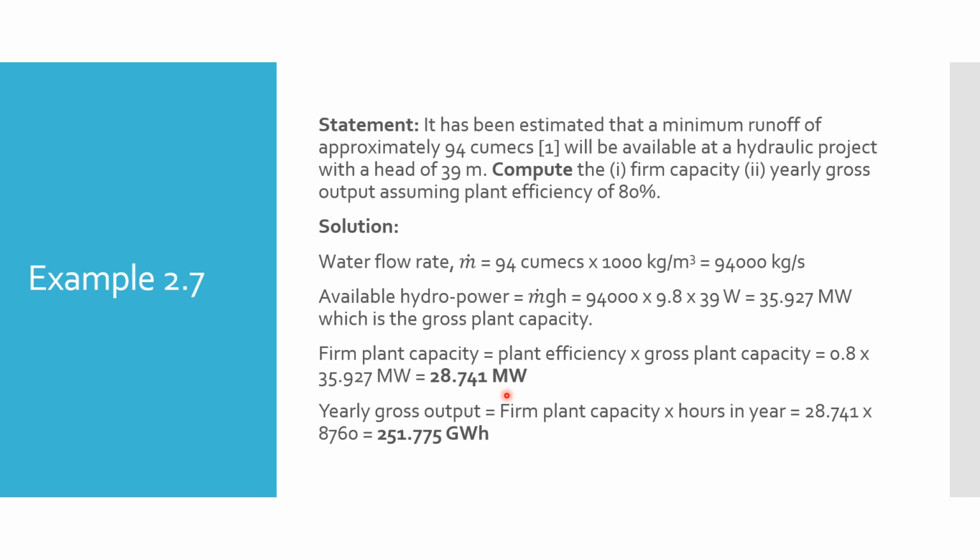So if I give you a number of hours of operation and I ask you about net output, then you should use the number of hours the plant was in operation. But if I ask you to calculate the gross output, then you should use all of the hours in a year. In this case, we are asked gross output, so you should use all the hours in a year. If I ask you to calculate yearly net output, then I will also give you how much time the plant was in operation during the year. So from this we get the yearly gross output as 251.775 gigawatt hours, or around 252 gigawatt hours.